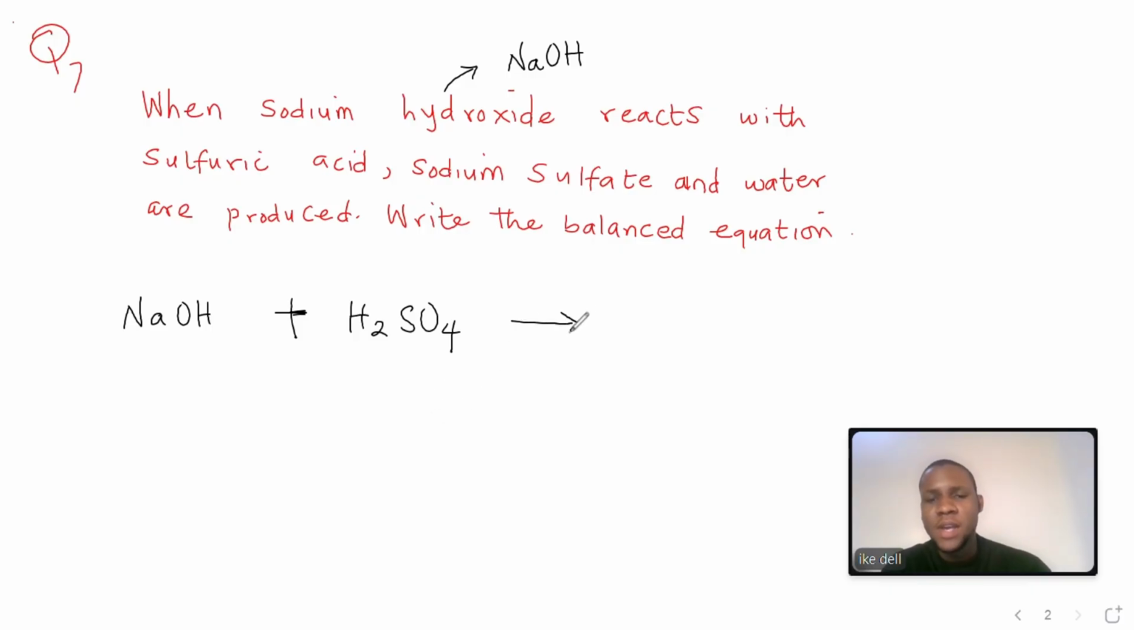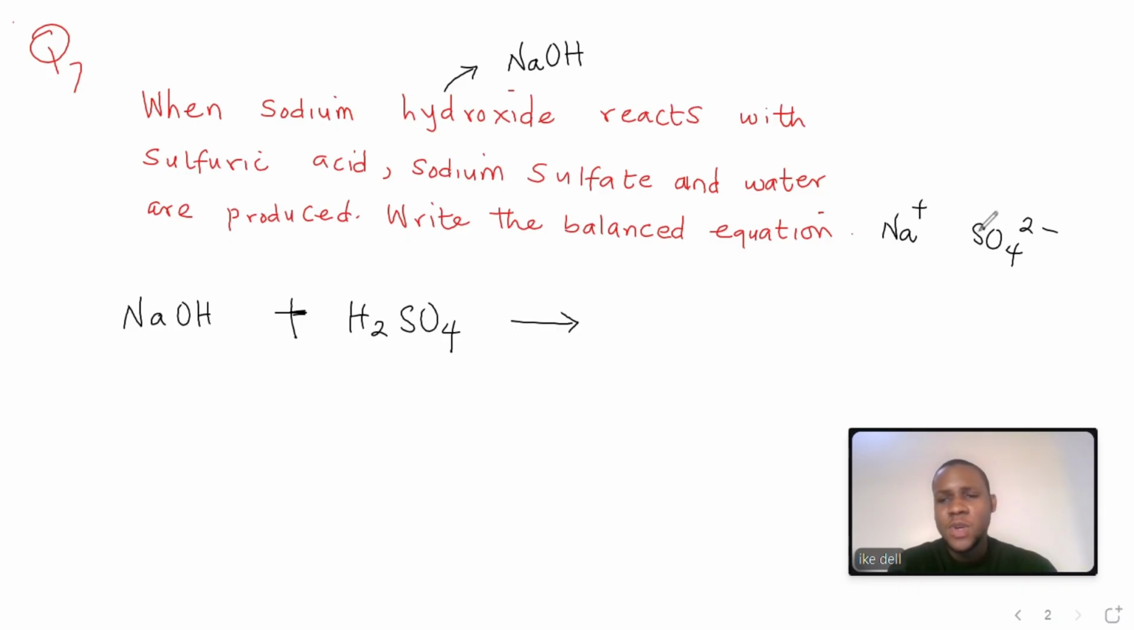So I'll draw my arrow here for the product. Sodium sulfate. Sodium sulfate is actually a combination of the sodium ion and the sulfate anion, which is SO4 2-. If I combine the sodium ion and the sulfate, I'll get sodium sulfate.